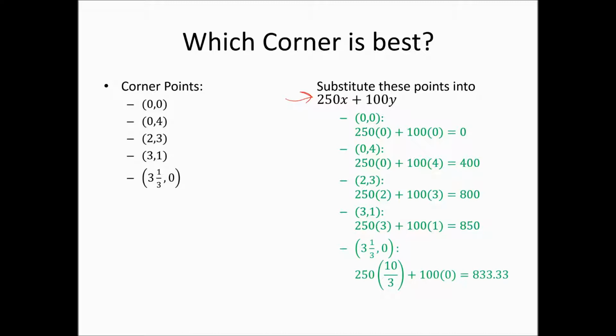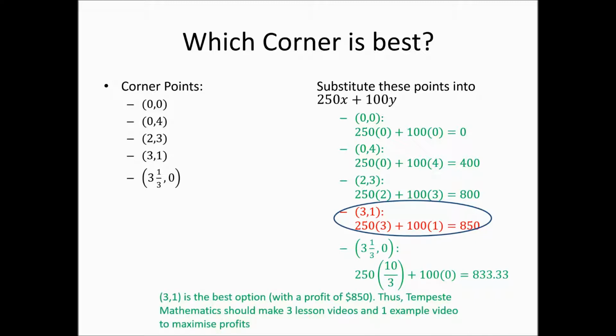$833. So to maximize this, the best I can do to make the most amount of money possible is this guy here. 3, 1, which means I'm making 3 lesson videos and 1 example to maximize the profits. So that's how we do linear programming. There's 2 examples coming up now.